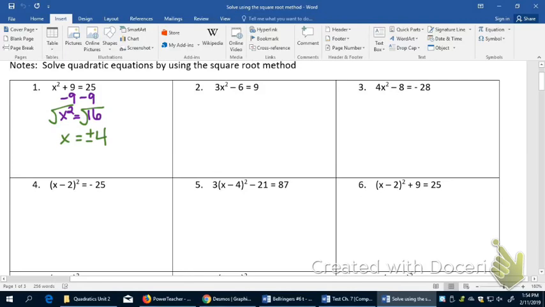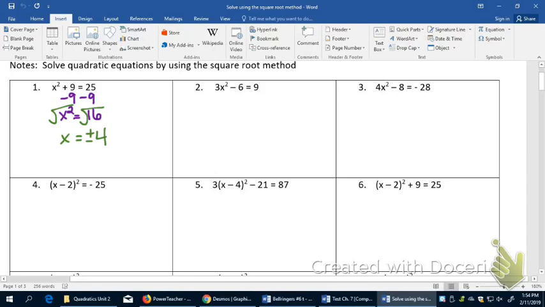There's no i on this one because there's not a negative in front of the 16. But if there is a negative, then you'd put an i. You do have to put the plus or minus because 4 times 4 is 16, but negative 4 times negative 4 is also 16. So when you solve these problems, all of them have a plus or minus somewhere. Okay? So number 2.